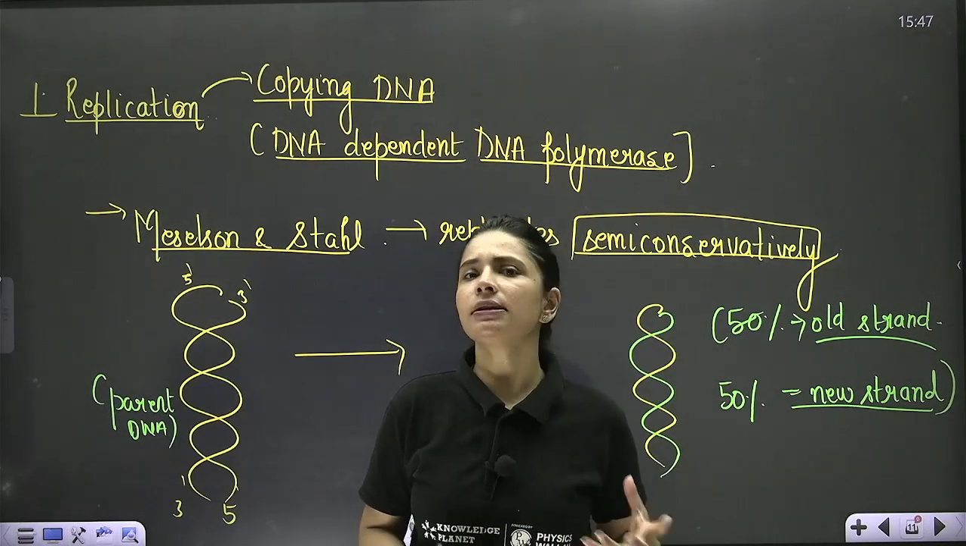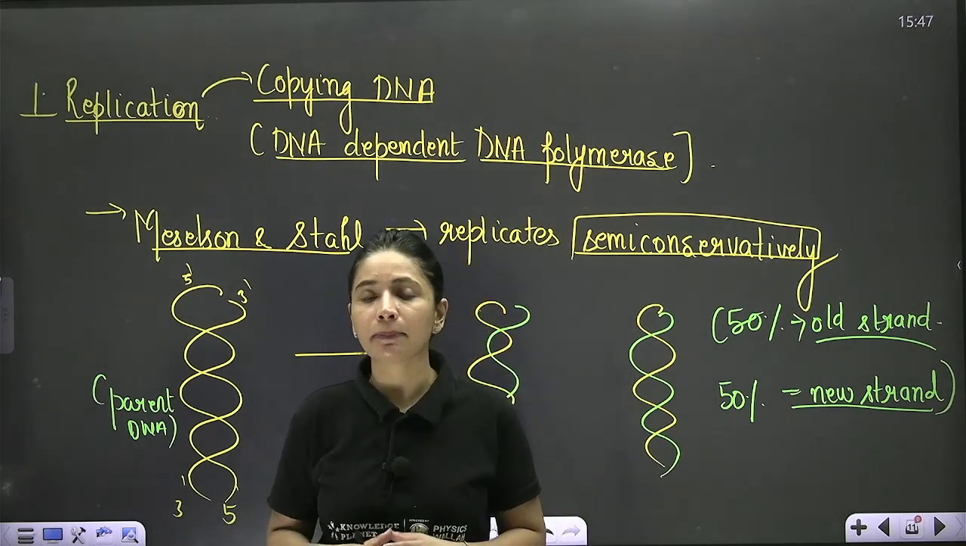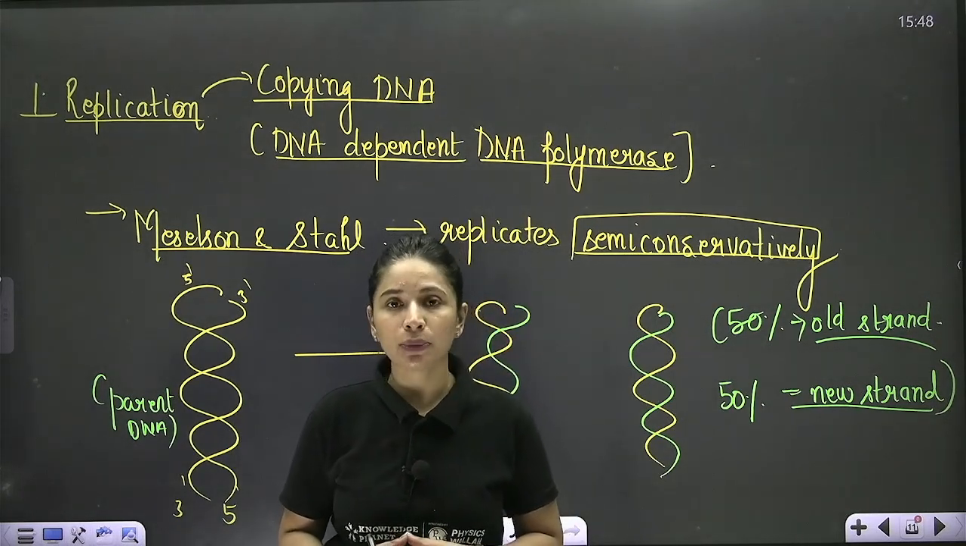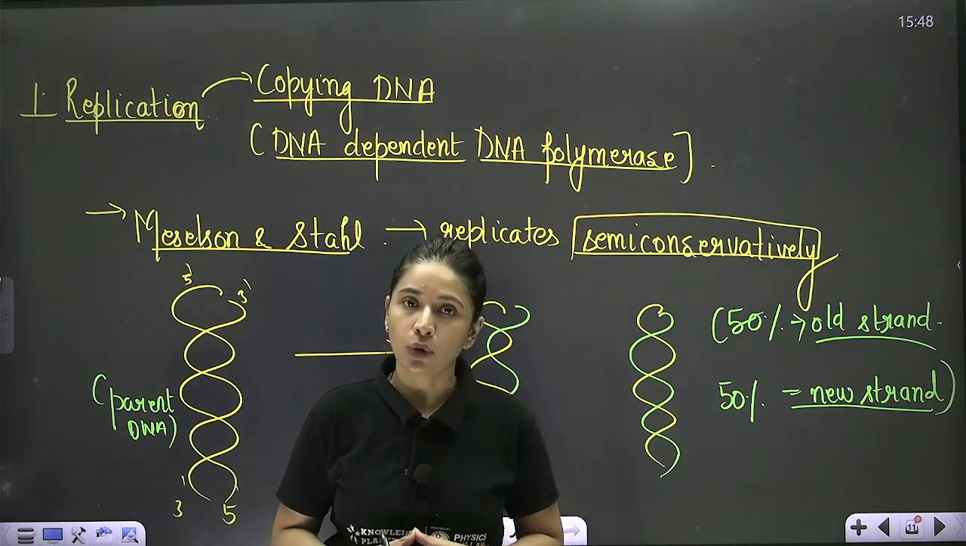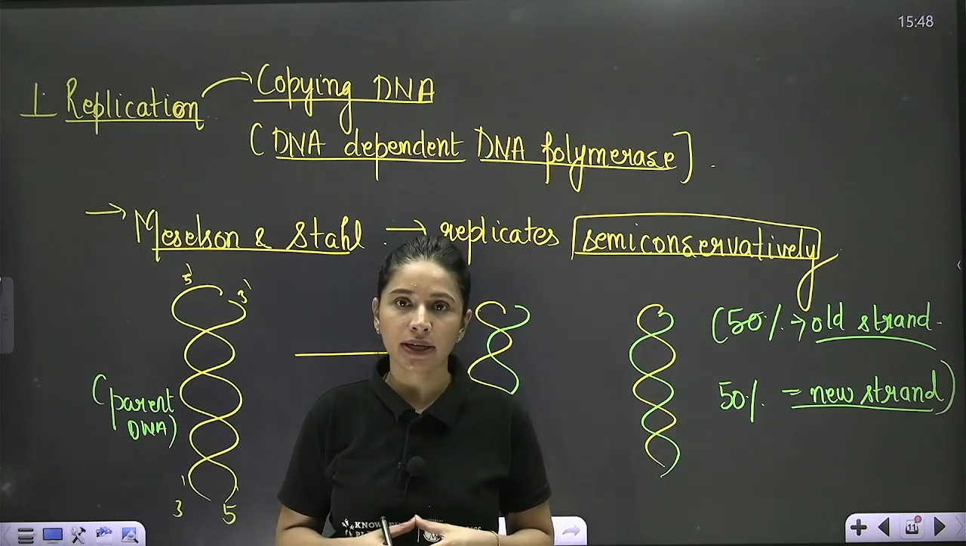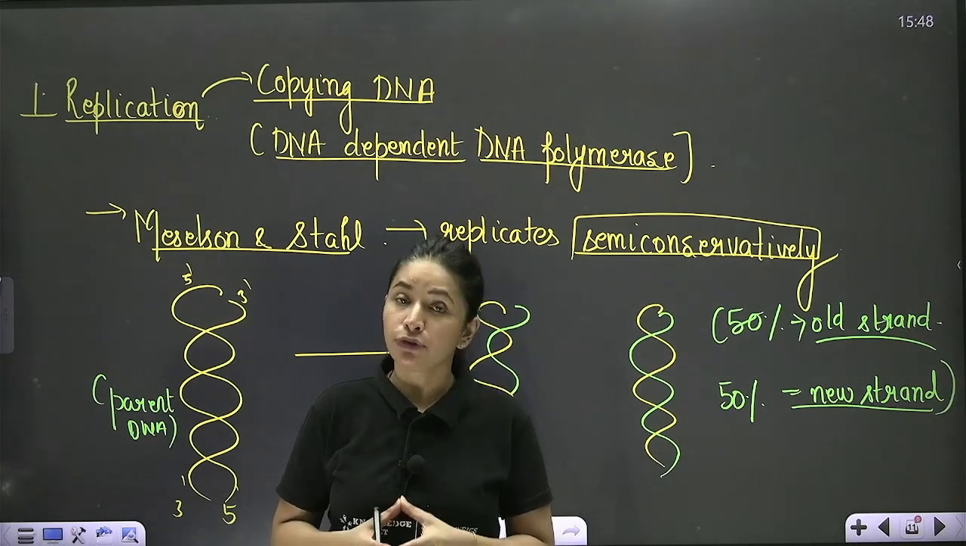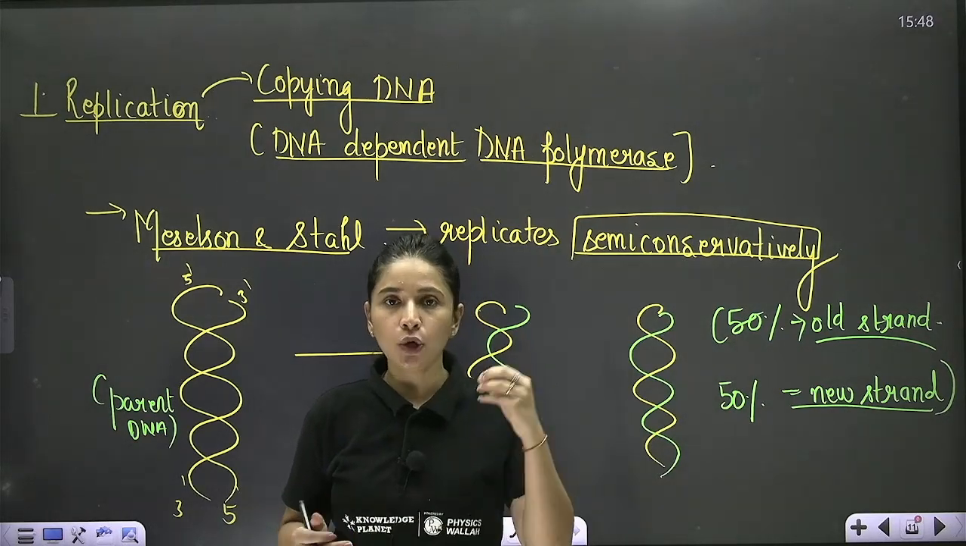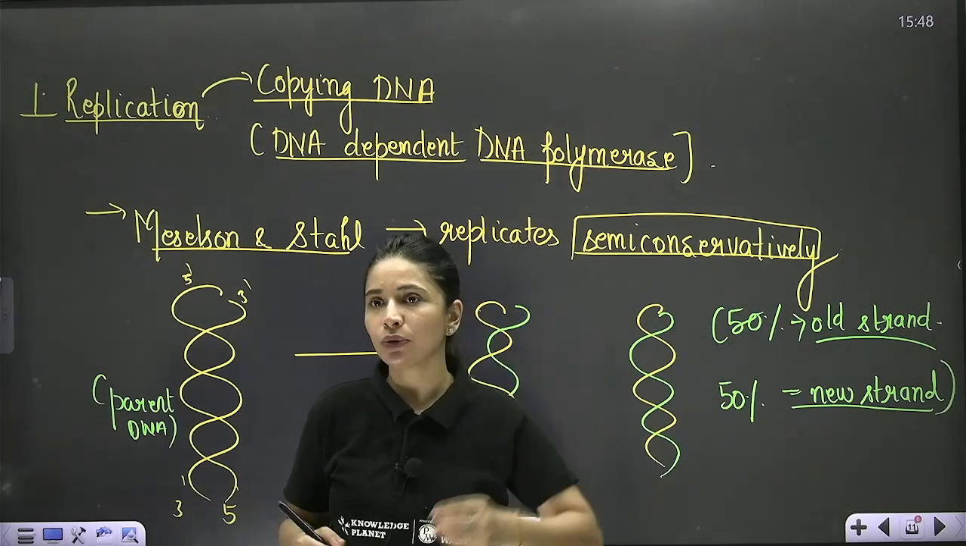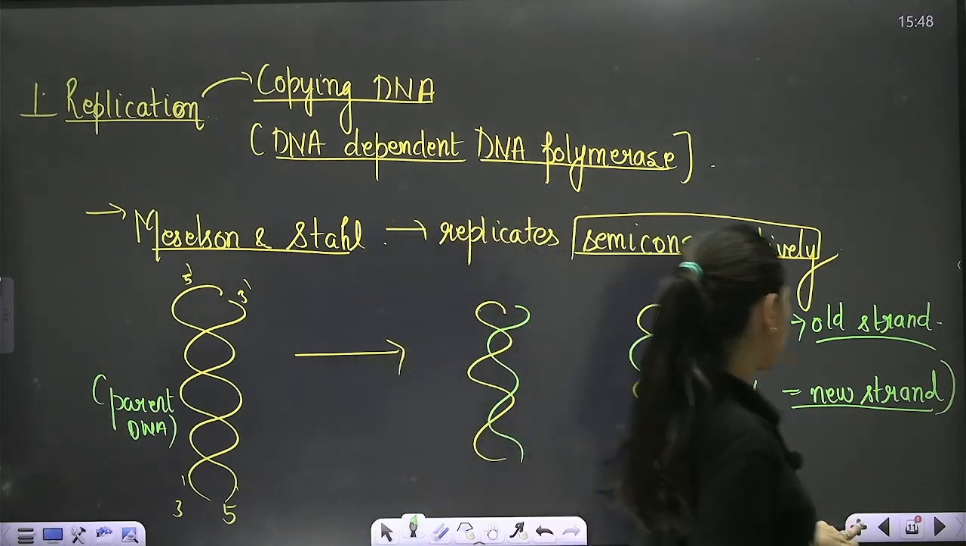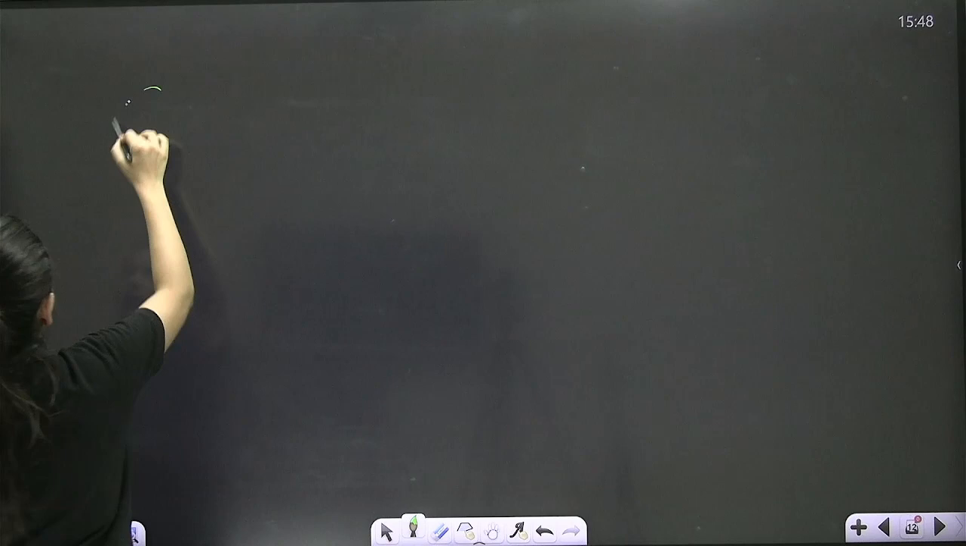Now, how does it happen? How does this semi-conservative replication occur? For this, we have a whole mechanism, which I'm just going to explain in brief. The first step of replication is looking for the ori. Ori is known as the origin of replication. I'll explain with the help of the diagram. Suppose this is my DNA.